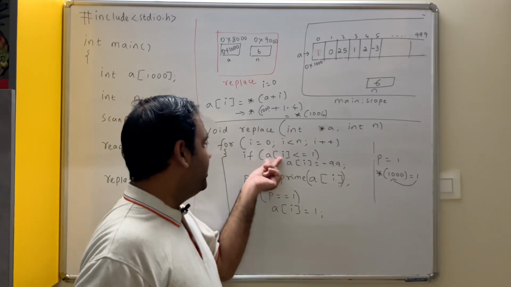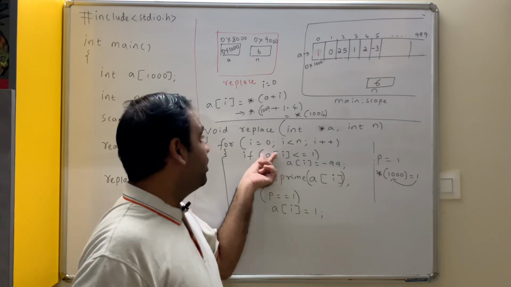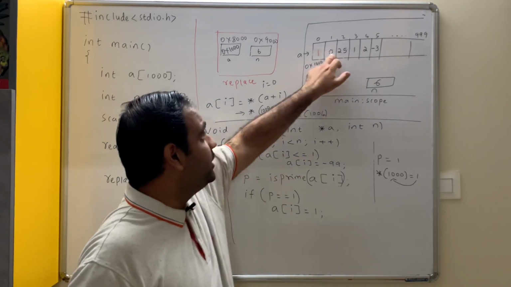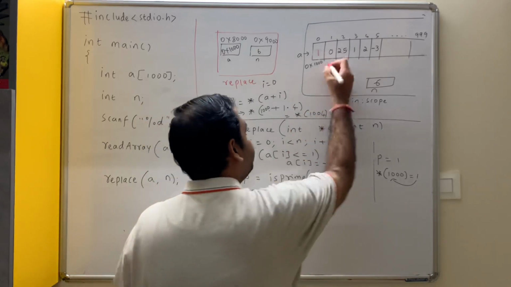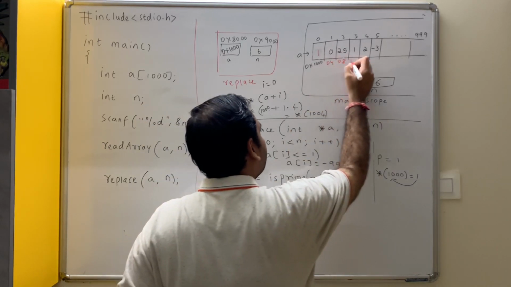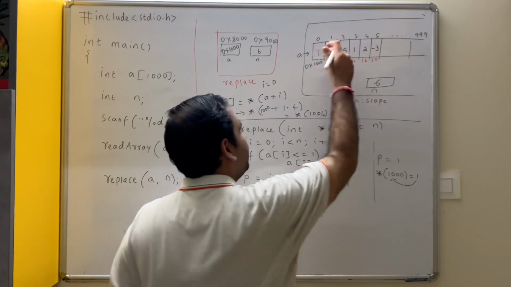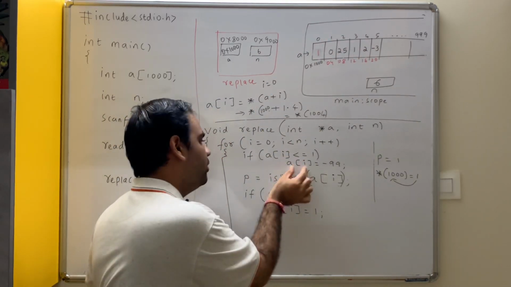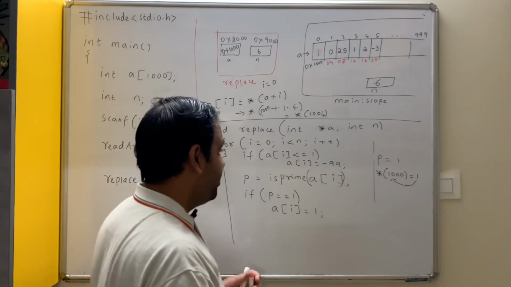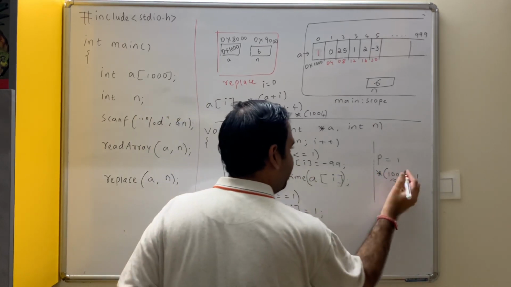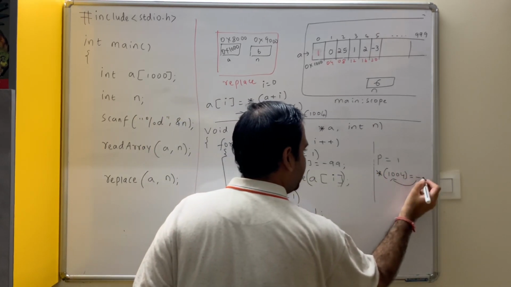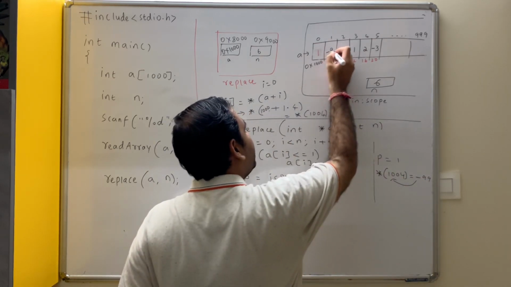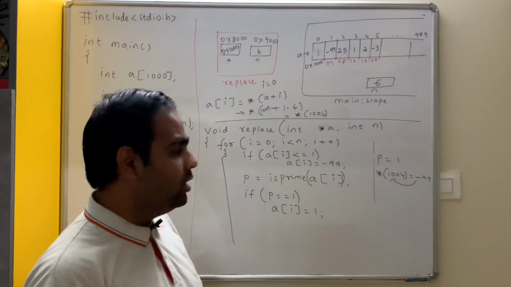Now what is A of I? The value of I is 1. And what is A of 1? A of 1 is star 1004. And what is star 1004? It is 0 because this is 1004, 1008, 1012, 1016, 1020. 1004 is 0. 0 less than or equal to 1 is true. Now this is star 1004. And what you are saying? You are saying star 1004 is equal to minus 99. It means go to address 1004 and you store minus 99.